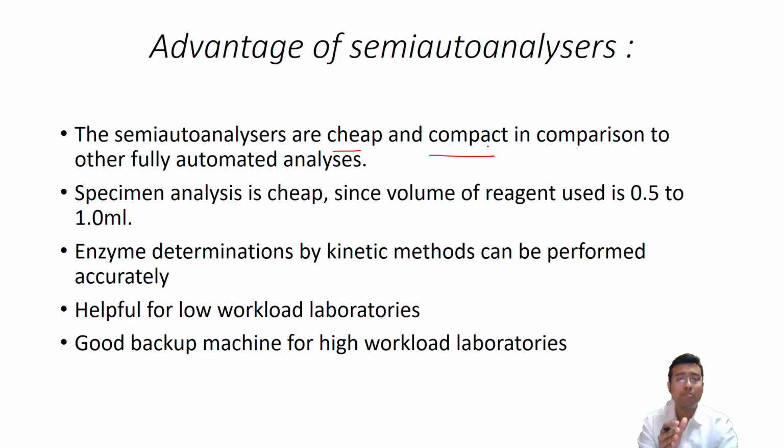So they are very cheap and compact in comparison to full auto, not in comparison to colorimeter. Colorimeters are much smaller. Next, specimen analysis is cheap, since the volume of reagent used is 0.5 to 1 ml, so it is cheap in comparison to colorimeter. So whenever we are talking about the advantages of semi-auto analyzer, the size advantage is compared to auto and the reagent advantage is compared to the colorimeter.